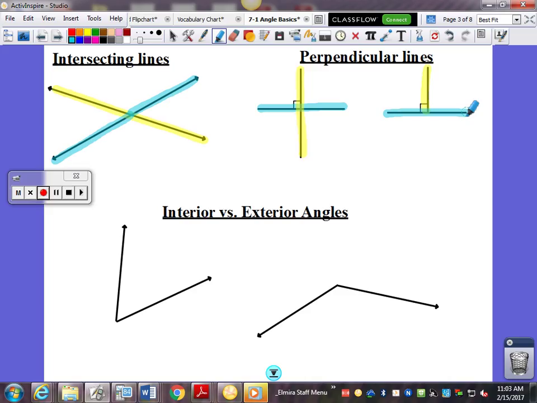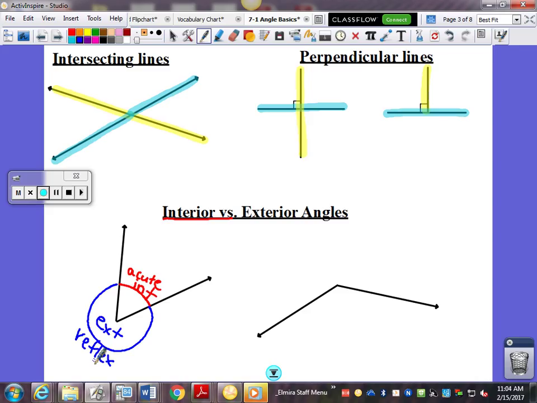Okay, interior versus exterior. All right, these angles by themselves, this one would appear to be acute. Okay, and if I draw an arc on the interior inside of the angle, then we would call this acute because we're talking about the interior. But if I were to draw the arc on the outside, that would be the exterior angle. I would consider this a reflex angle.